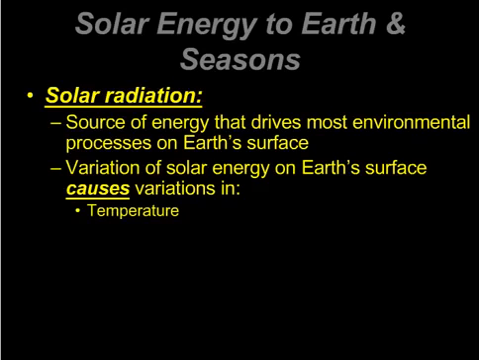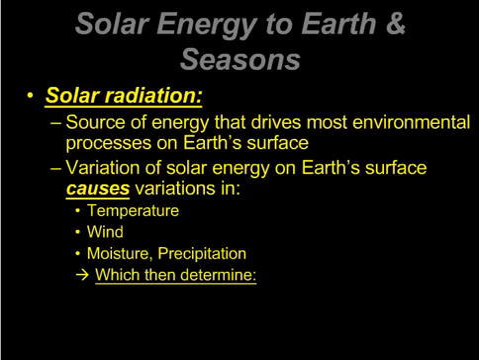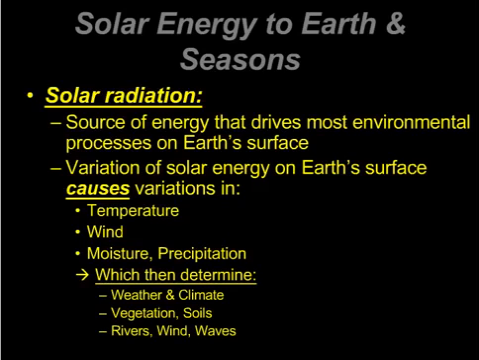And so variation of solar radiation on Earth's surface is going to cause variations in temperature, variations in wind, variations in moisture and precipitation. All of this is fundamental because then this causes variations from place to place in terms of weather and climate. Weather and climate also then affects vegetation type, soils, which then also maybe affects whether or not you have rivers in your area or your area is quite dry, which is then going to affect erosion and all these various things we're going to talk about throughout the semester. And so key to kickstarting all of this is solar radiation from sun to the earth.